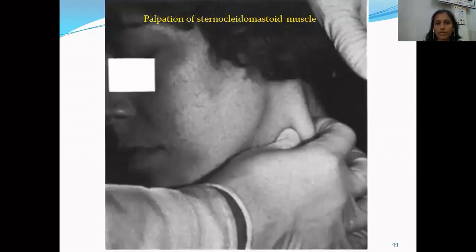So next is the palpation of the sternocleidomastoid muscle. When you are palpating the sternocleidomastoid muscle, ask the patient to turn to the opposite side. When the patient turns to the opposite side, it will become prominent. Then you start palpating from the upper end till the lower border.